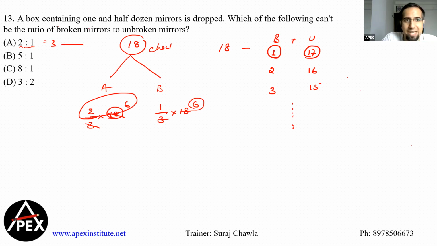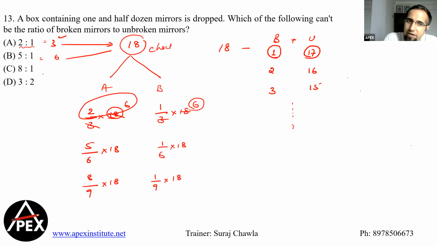So 3 divides 18 exactly, satisfies. 5 plus 1 is 6. 6 also divides 18 exactly. If you have a doubt, you can take this also into consideration. Then we are talking about 8 by 9 into 18, and this gives me 1 by 9 into 18. So 9 also divides 18 exactly. So if you see that, it's only 3 is to 2 that does not divide 18 exactly. Therefore, my answer is going to be option D.